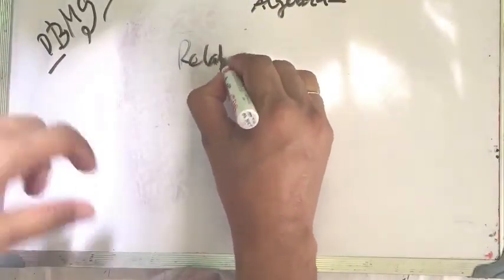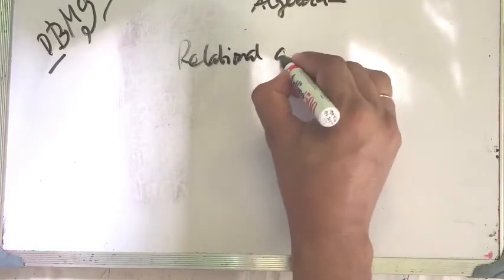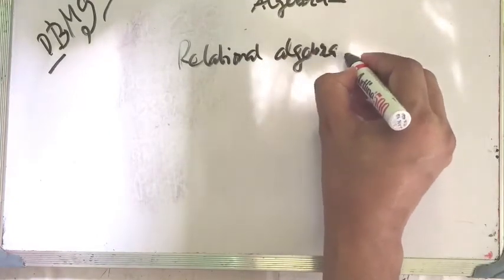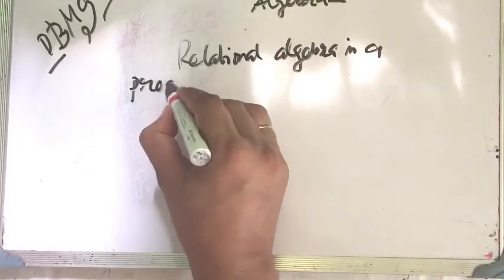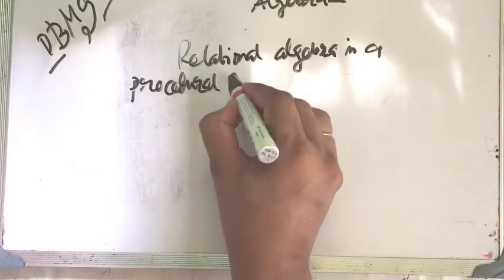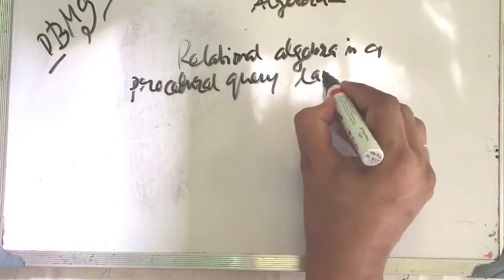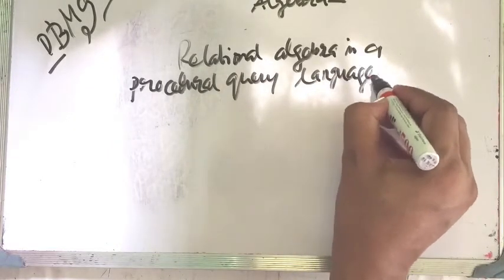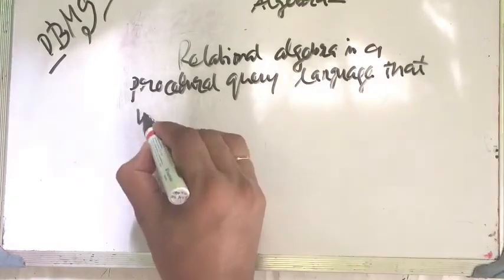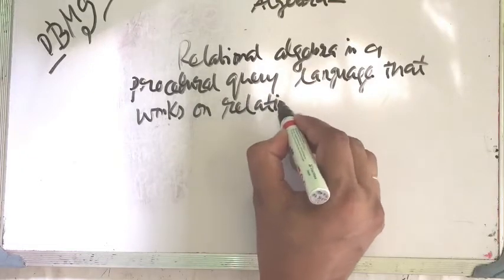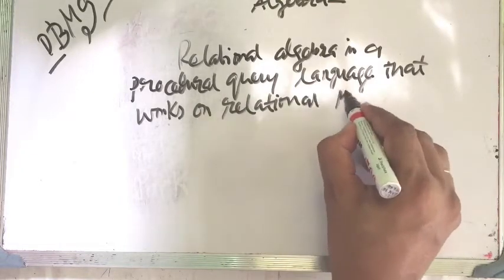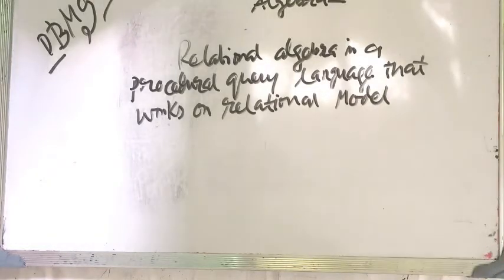Relational algebra is a procedural query language that works on relational model. It's based on a relational model. We know there are three types of model: relational model, network model, and hierarchical model. So it's based on relational model.